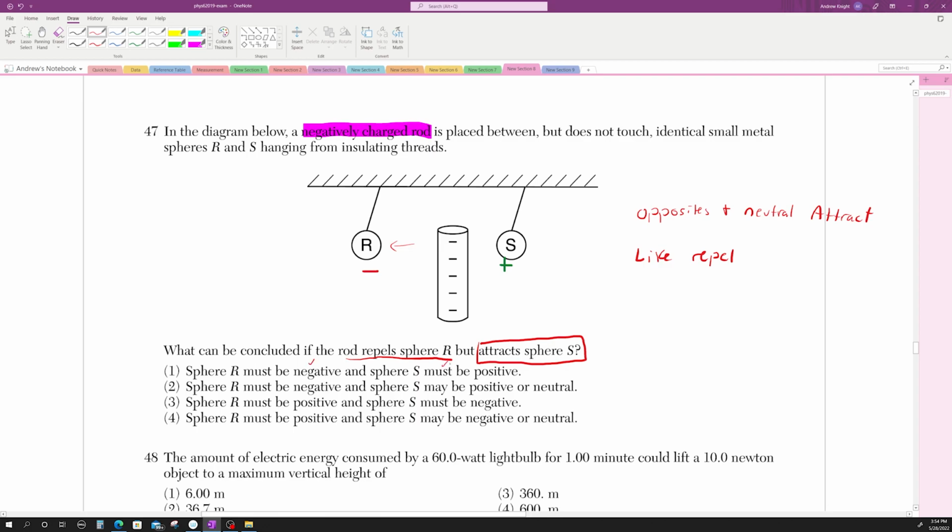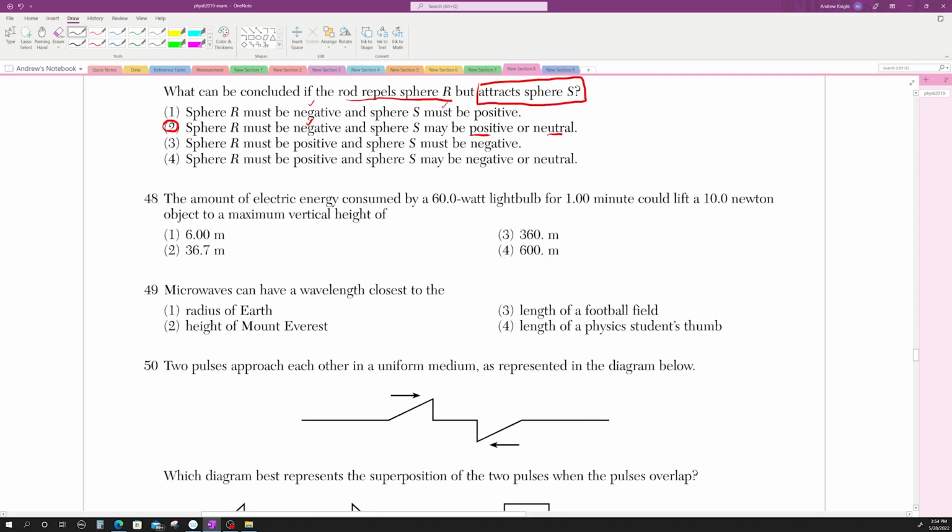Yes, that's true. Sphere S must be positive. Ooh, that seems like it. Let's see what else. Sphere R must be negative. That's true. Ooh, sphere S could be positive or neutral. This is even better. Choice 2 is our answer. Don't fall in the trap and just read the first one, because if so, you would have picked the wrong answer there. Tricky, tricky.